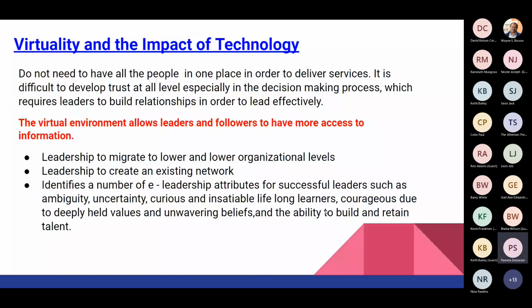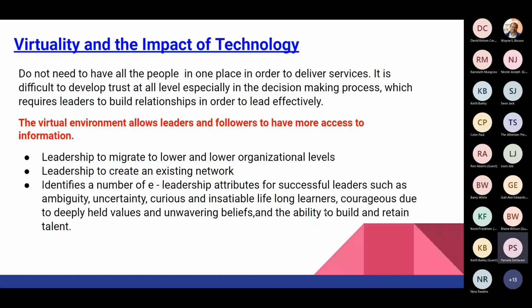In this next slide, we'll deal with virtuality and the impact of technology. Understanding the essential role of technology and its impact on organizational life is crucial. The growth of virtual teams and organizations has been chronicled in a number of publications.